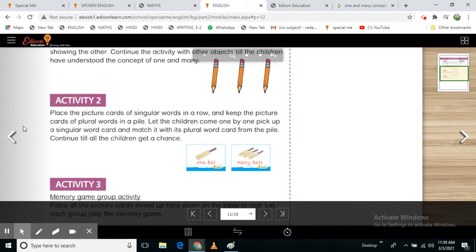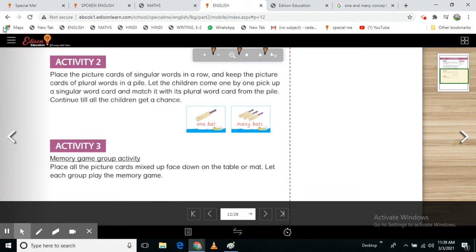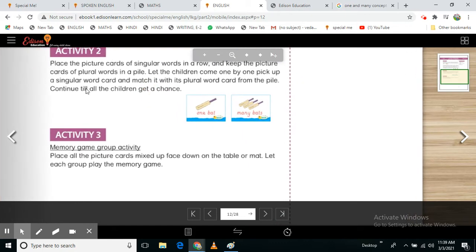Okay. Now activity number 2. Place the picture cards of singular word in a row and keep the picture cards of plural words in a pile. Let the children come one by one, pick up a singular word card and match it with its plural word card from the pile. Continue till all the children get a chance, right? So in this way you have to perform this activity at home.